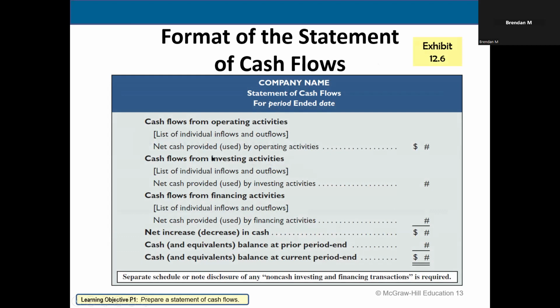That total is going to be called net cash provided or used. If the cash flow was positive, meaning you had more inflows, it's positive, provided. You're going to have a subtotal for cash flows from investing, and then from financing. The total of those three is going to equal the beginning cash balance minus the ending cash balance, okay?